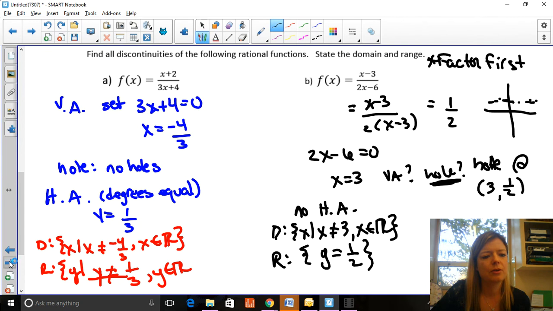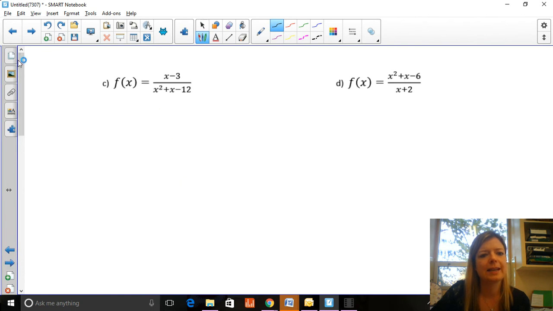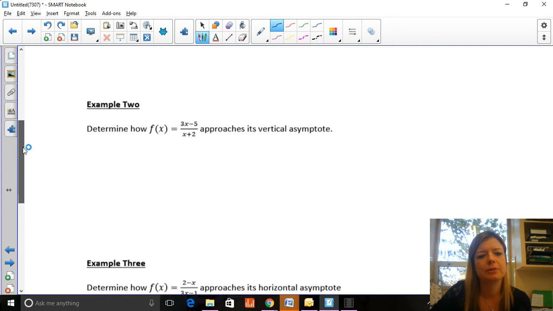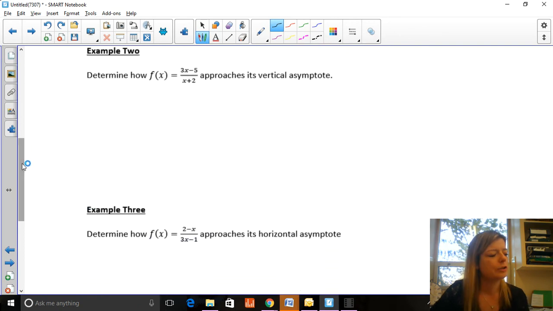Okay, so we can skip C and D. We need to do those after we know how to do oblique asymptotes. And we can go to example 2. So how can you talk about how a function approaches its vertical asymptote? Okay, so is it going all the way up or is it going all the way down? So the first thing to do is identify what the vertical asymptote is.